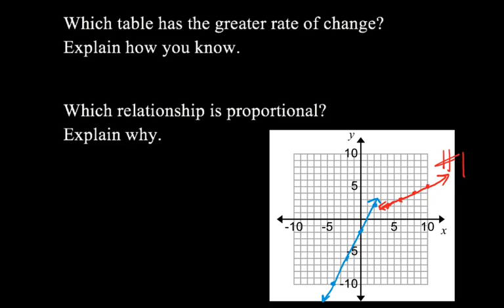All right, so here are my two lines. It says, which table has a greater rate of change? Explain how you know. It's kind of hard to tell right here. They're going in the same direction. They're both going up from left to right. It might be hard to see which is steeper than the other, so what we can do is extend our lines.